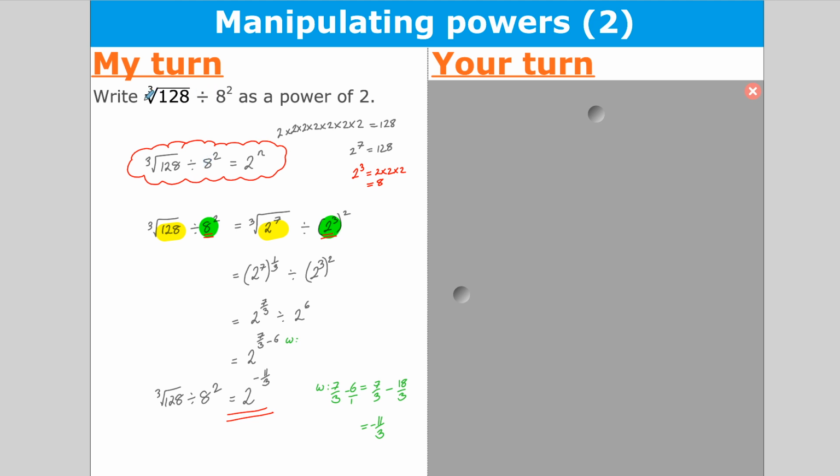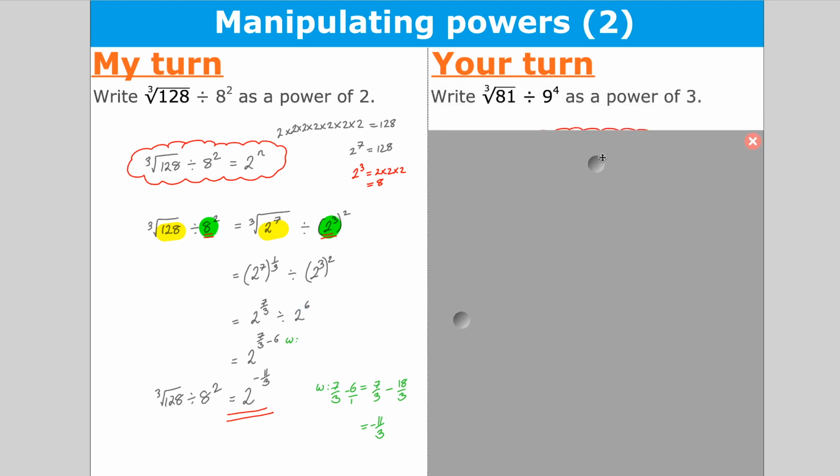Okay, time for you guys to have a go at a similar one. Remember our process. Take the text, convert to maths. Then try and write the things underneath the square roots or the things being squared as the powers you're asked. And then combine those additional powers at the end and use your power rules. Here we go. Over to you. Have a go at this one.